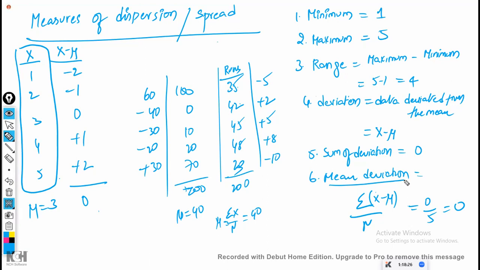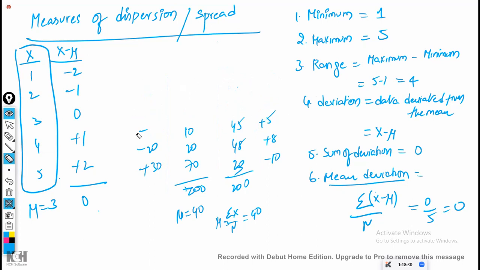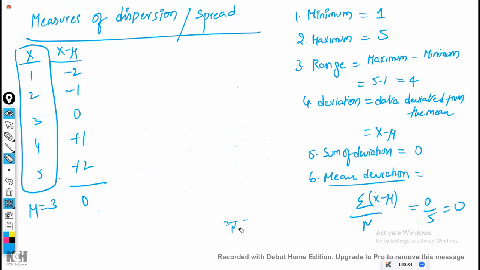Then what is the solution? There are two options. One is to convert your negative values to positive values, and then calculate the mean. How do we convert negative values to positive? Two options: one is to apply the absolute value, and the other is to apply the square. These are the two options.